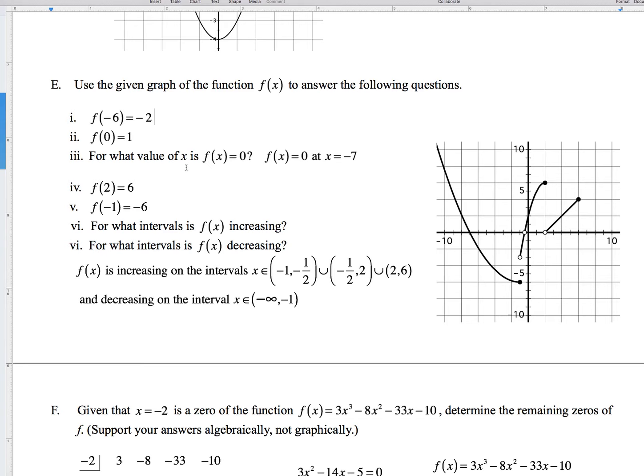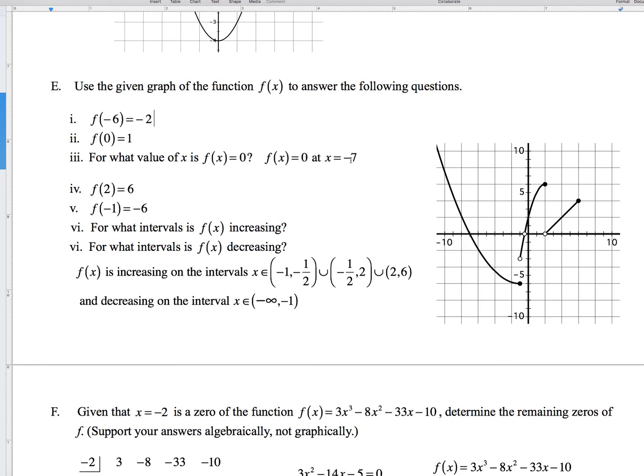Part 3 asks for what value of x is f of x equal to 0. Well, that's asking for x-intercepts. Well, there's only one because these two are undefined. That's the reason for the open circle. And so right here is the only place where we have an x-intercept, and it looks like that's negative 1, 2, 3, 4, 5, 6, 7. So f of x equals 0 at x equals negative 7.